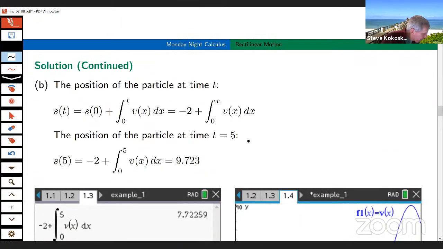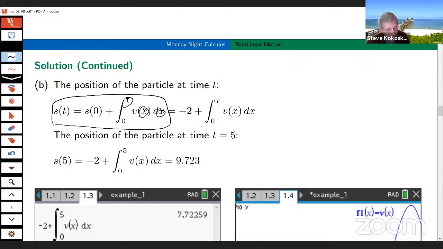All right. In part B, if I'm reading this correctly, we need to write an expression involving an integral that gives the position S of t, very common, gives the position of the particle at time t. And then we want to use this expression to find the position of the particle at 5. So, okay, we know that the position of the particle is given by this expression. Minor, subtle point here, Curtis, you'll notice that my variable in here is x, different from this t, because this is a function of t.